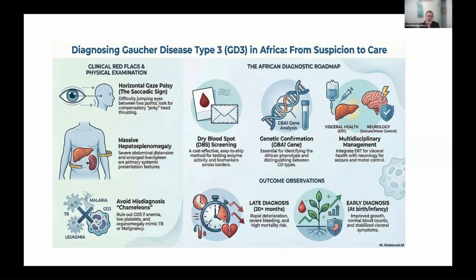And then it talks about the African diagnostic roadmap. And I'm delighted that we've got Helena Conradie on tonight as well. She'll talk a little bit more about that. But in essence, what it picked up is really good: if you suspect a patient, you need to do the dried blood spot testing, which is a DBS. There is a facility to do some gene confirmation. And then it's a multi-system disease. And basically, the sooner you make the diagnosis, the better the outcomes.